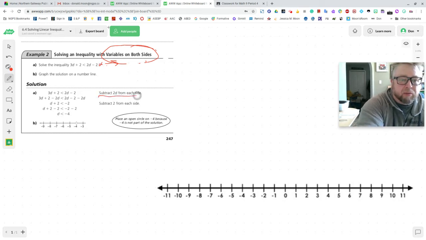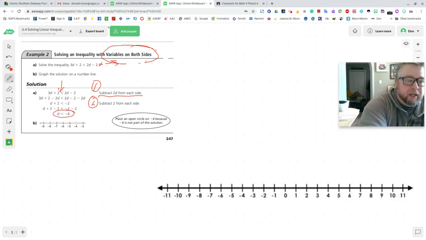They've decided to subtract 2d from each side as your first step. And then the second step, to isolate the variable, they subtract 2 from each side. Again, this is the important part right here. That is the less than symbol. So once you've gone through and got your answer, d is less than -4.